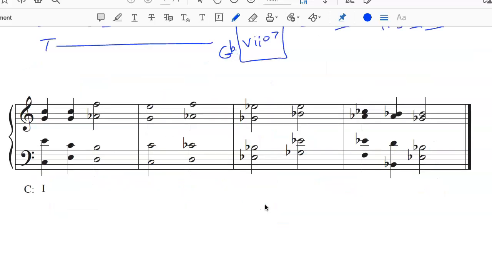Let's take a look at a new passage of music. Imagine you were given this phrase and you were asked to analyze this. How would you approach this? Well, let's start by hearing it.